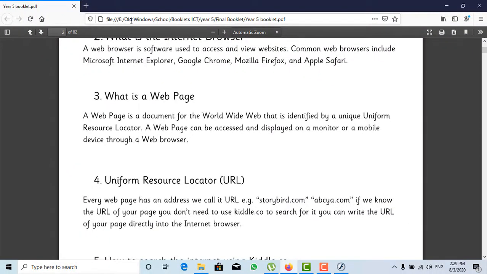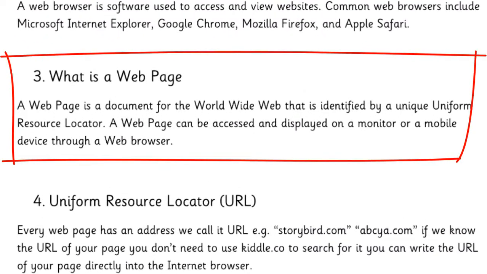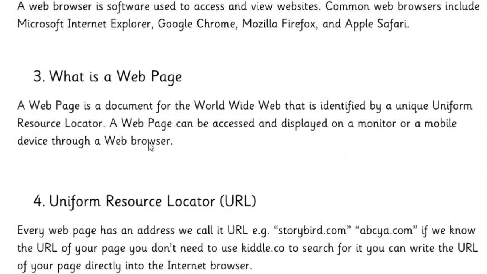Next thing is, what is a web page? A web page is a document for the World Wide Web that is identified by a unique uniform resource locator. A web page can be accessed and displayed on a monitor or a mobile device through a web browser. So in order to open a web page, I need a web browser. And a web page is a document. So how do I get this uniform resource locator? And what is it anyway?